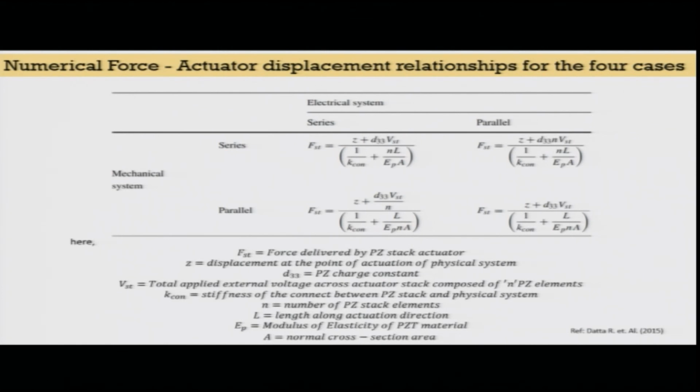So, as a summary, if this side is the mechanical system and this side is the electrical system, then you can see what the force expression is for series, what it is for parallel, what it is when it is mechanically in parallel and electrically in series, and when it is mechanically in parallel and electrically in parallel. You can see little differences: from electrically parallel to series, when you change series to parallel, this 1 by n is not appearing anymore. Like that, you can see here also there is an n multiplication happening in the system. So, this will change the characteristic behavior of the system.